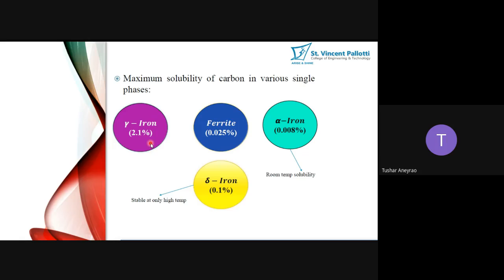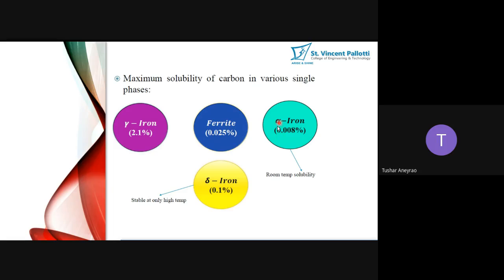Then there is ferrite, which is also called alpha ferrite or alpha iron. So alpha iron, you can see it is having the smallest amount of carbon percentage, and that smallest amount of carbon percentage is how much? It is 0.025% of the carbon, and at room temperature, or the temperature which is below 721 degrees centigrade, at that particular level I am going to get what? Alpha ferrite.